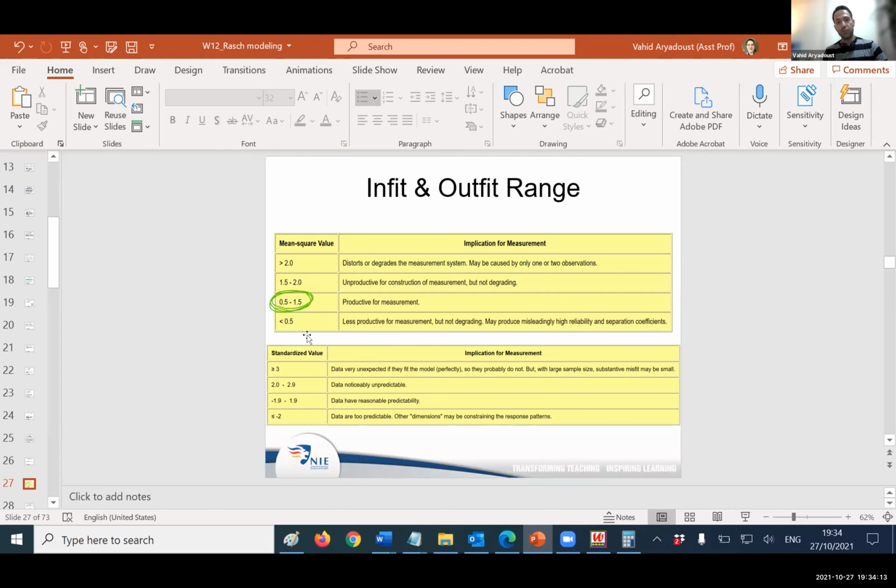Now, the interesting thing is, if it falls below 0.5, it's still fine. It's less productive. It's not degrading. You still hear music.